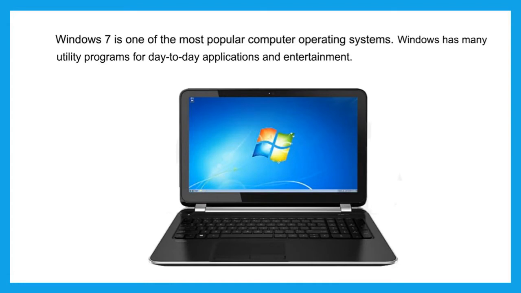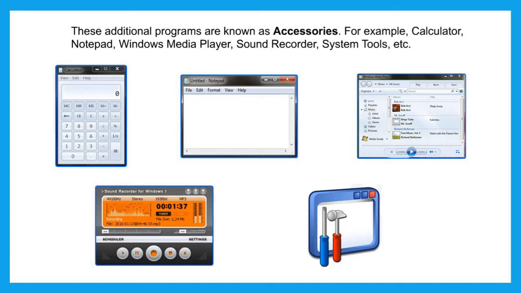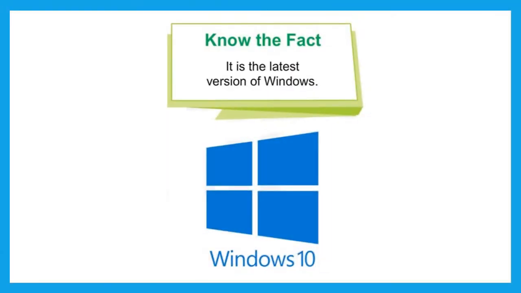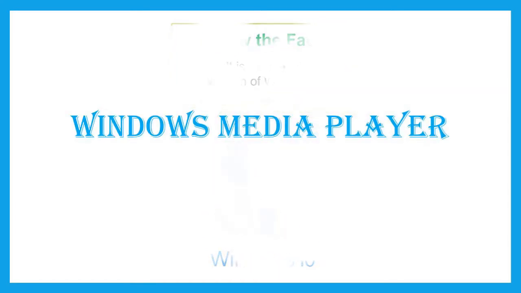Windows 7 is one of the most popular computer operating systems. Windows has many utility programs for day-to-day applications and entertainment. These additional programs are known as accessories. For example, Calculator, Notepad, Windows Media Player, Sound Recorder, System Tools, etc. Students know the fact that Windows 10 is the latest version of Windows.